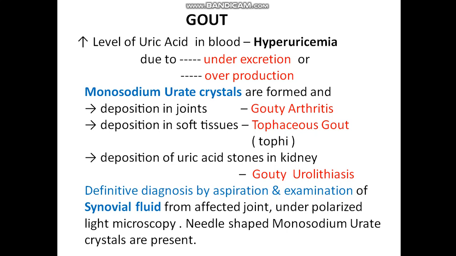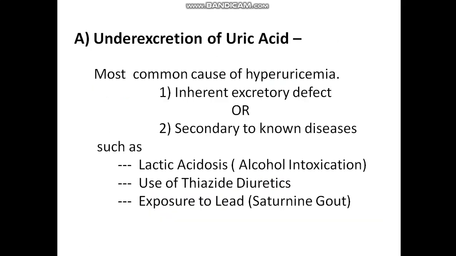Here we come to the gouty arthritis. There are so many types of arthritis. So how will you differentiate them? For differentiation, you have to aspirate the synovial fluid and examine under polarized light microscopy. And then you will see the needle-shaped monosodium urate crystals. That is the definitive diagnosis of gouty arthritis.